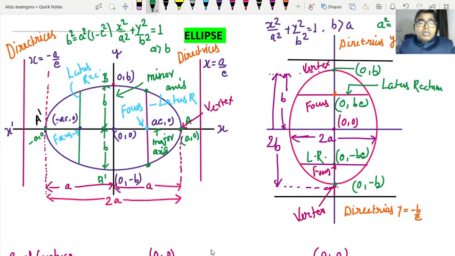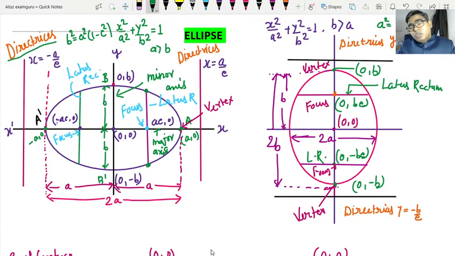Right? And the line which is behind the vertex is called the directrix, and the equation of the directrix is x equal to minus a upon e. Similarly, a line which is behind the vertex a and parallel to the y-axis is called a directrix, and the equation of this is x equal to a upon e. Now I hope all the things are clear in this diagram.